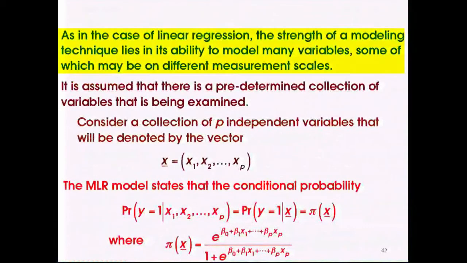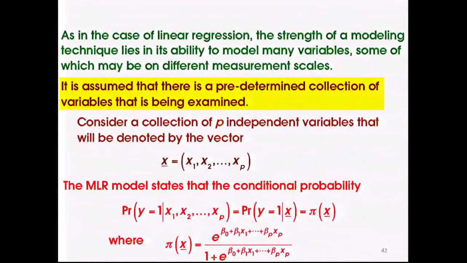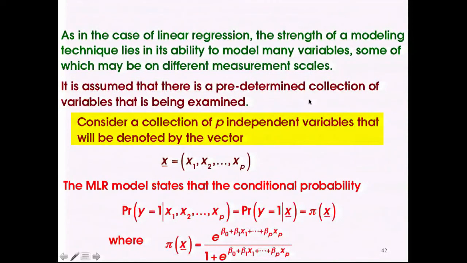As in the case of linear regression, the strength of any modeling technique lies in its ability to model many variables, and some of them could be on different measurement scales. So we're going to assume that we have a predetermined collection of variables that we are examining. This is a collection of p independent variables denoted by the vector x1, x2 up to x sub p. Okay, so I've got all these potential predictors.